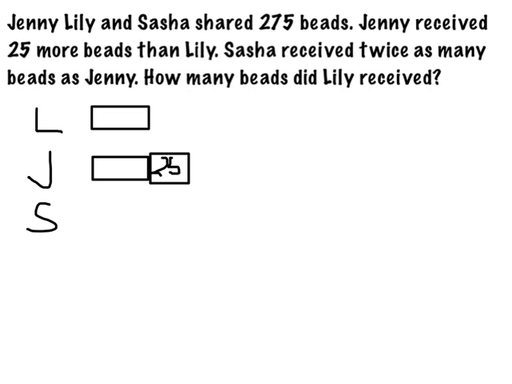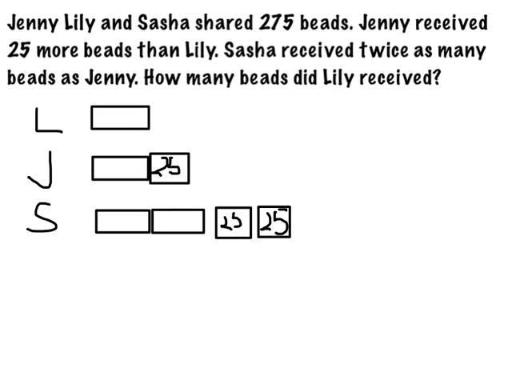Next, I'm going to look at Sasha, and it says that Sasha received twice as many beads as Jenny. So looking at Jenny, Jenny got the same as Lily, so she got this box, plus 25, which means that Sasha is going to get 2 of the boxes. They're going all over the place, but you guys get the idea. And she's going to get 2 of the 25 boxes as well. Okay, so my diagram looks like this. I have 4 boxes and then 3 25s.